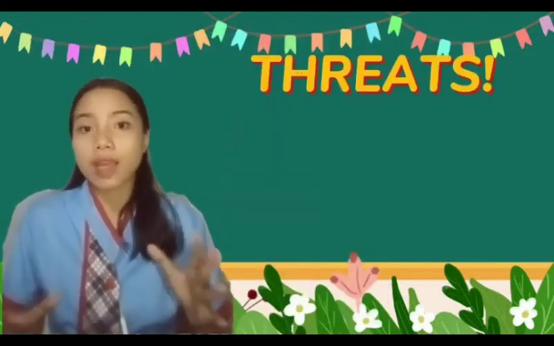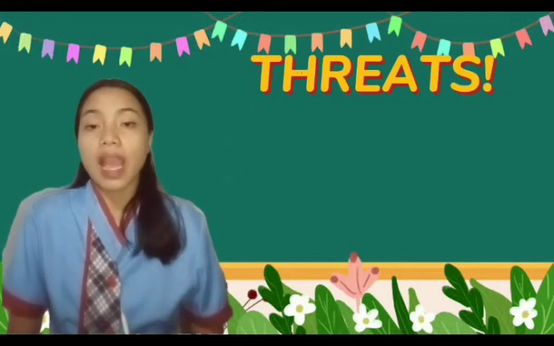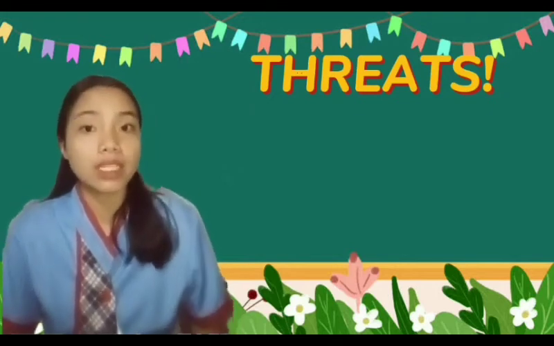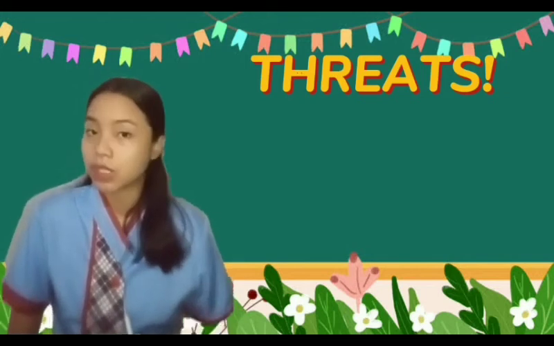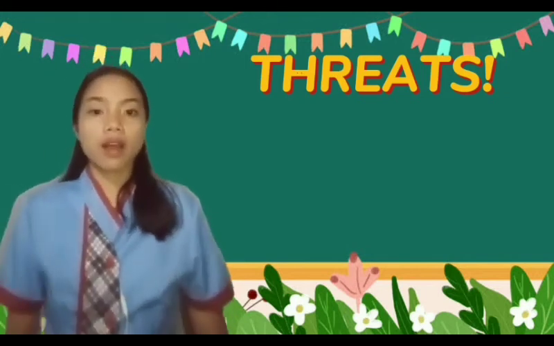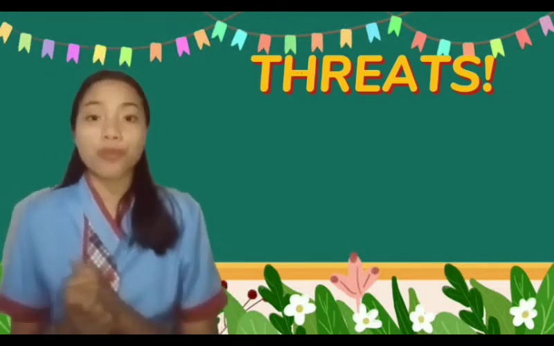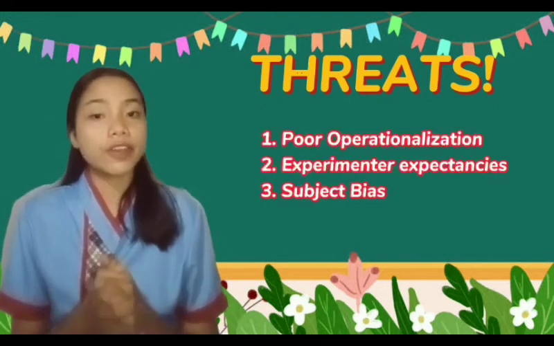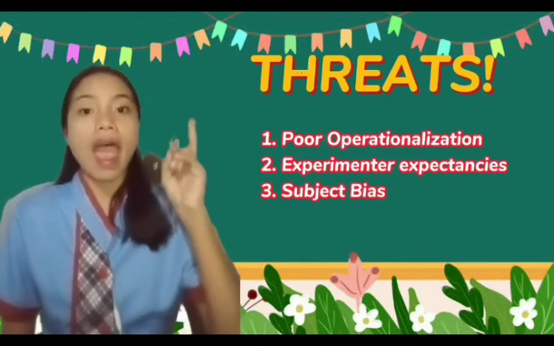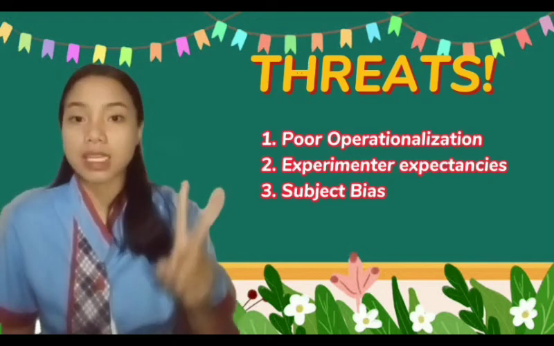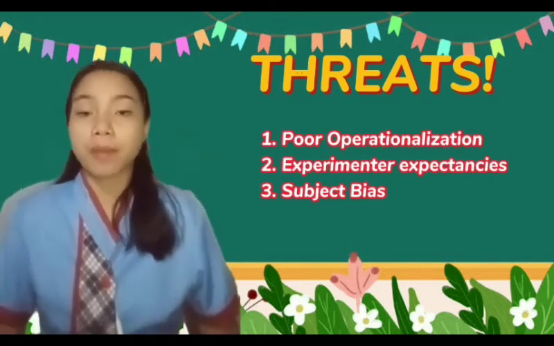So there are threats to construct validity. It is important to recognize and counter threats to construct validity for a robust research design. The most common threats are the following: poor operationalization, experimenter expectancies, and subject bias.